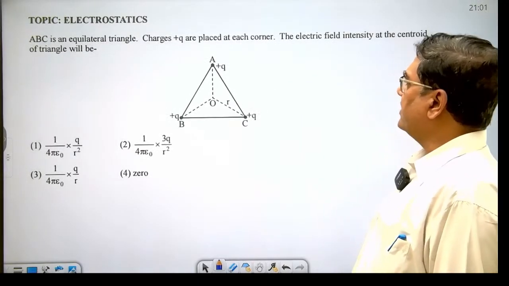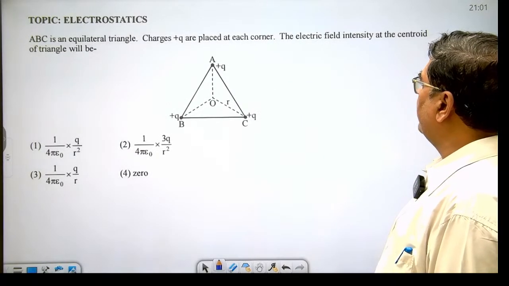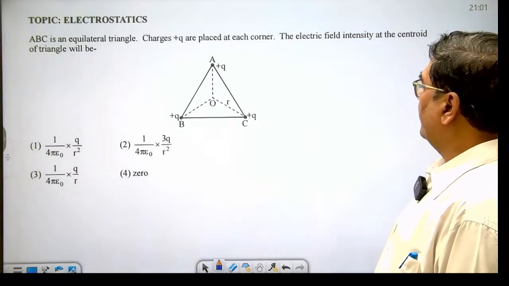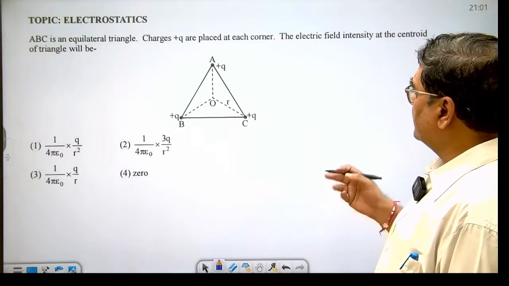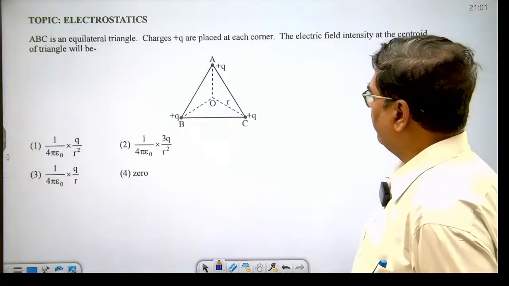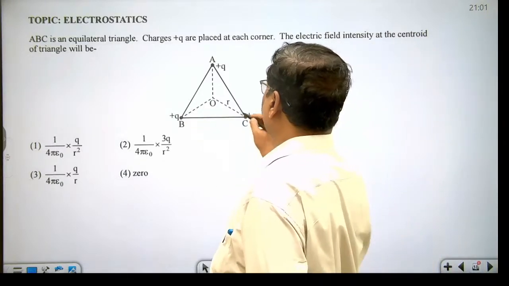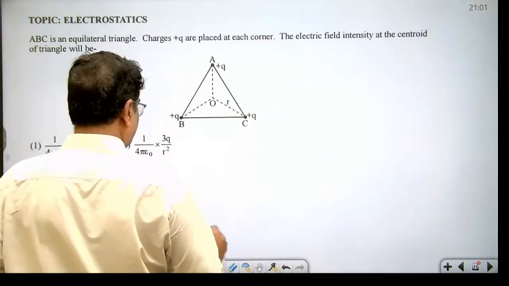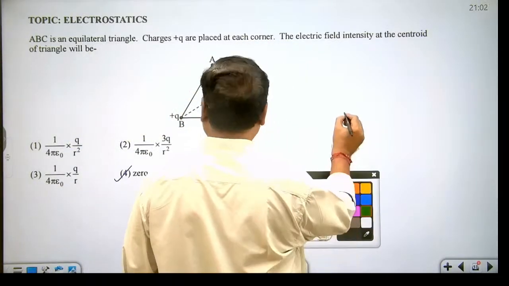ABC is an equilateral triangle. Charges plus Q are placed at each corner. The electric intensity at the center of the triangle. In case of a symmetrical charge distribution system, electric intensity at the center of symmetry always remains 0. This electric field will nullify this electric field. So the answer is 0. So out of 4 choices, the correct answer is option 4.